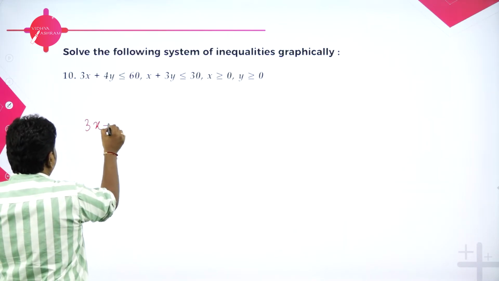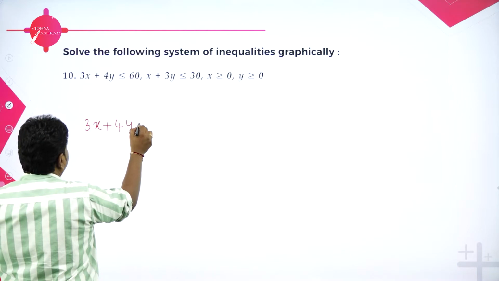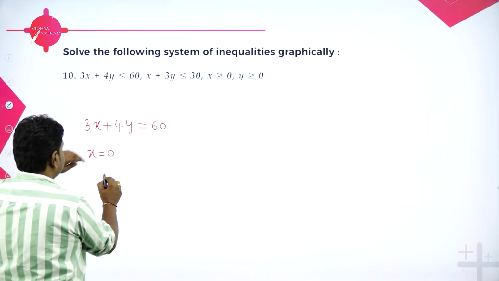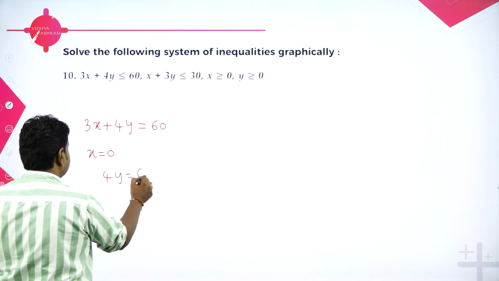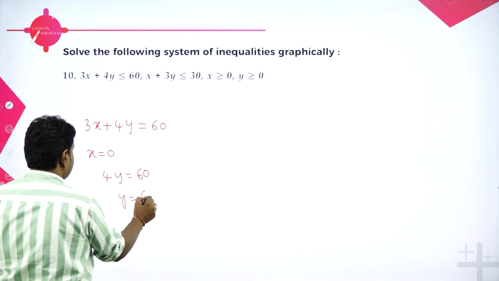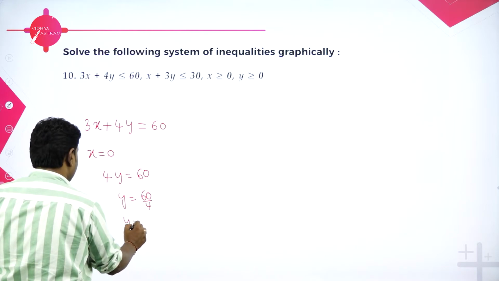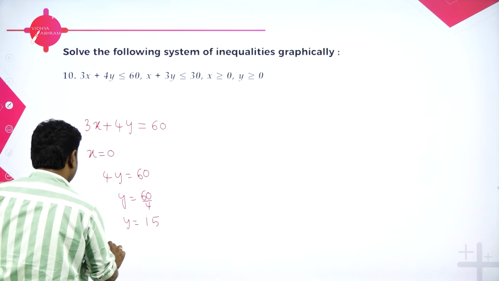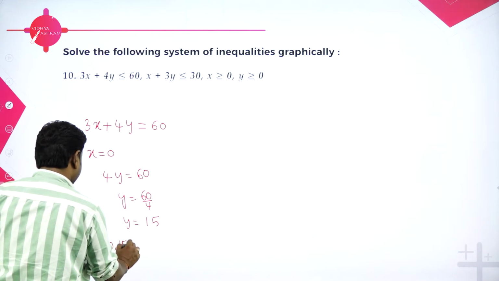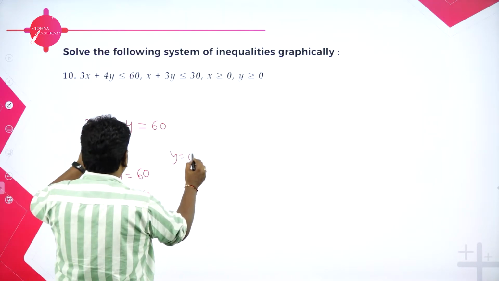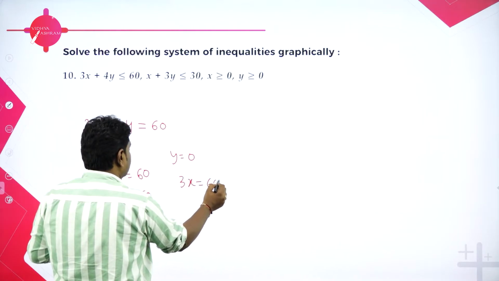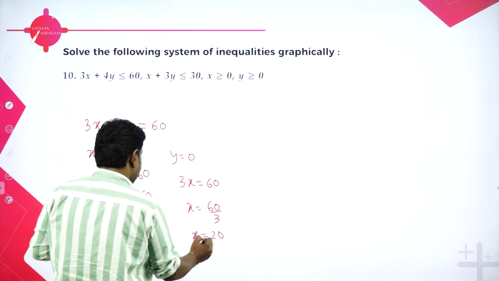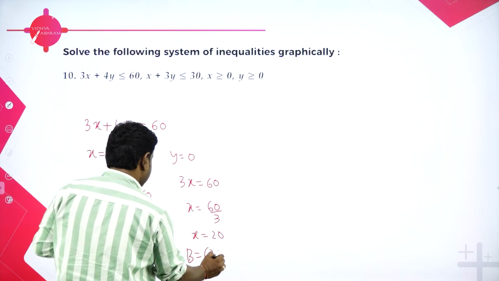3x plus 4y equal to 60, you take. Put x equal to 0. If you put x 0, we'll get 4y is equal to 60. So y is equal to 60 divided by 4, so y is equal to 15. So point A is x comma y, 0 comma 15. And put y equal to 0. If you put y 0, 3x equal to 60, and x is equal to 60 by 3. So x is 20. So now point B is 20 comma 0.